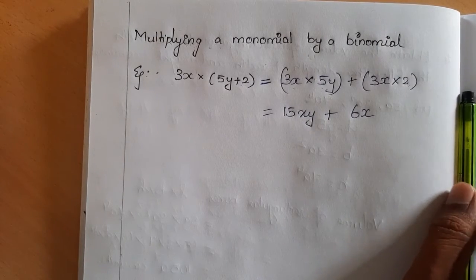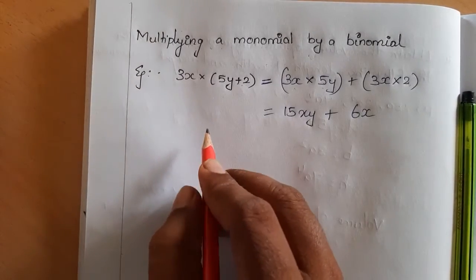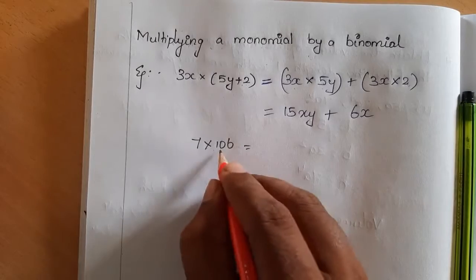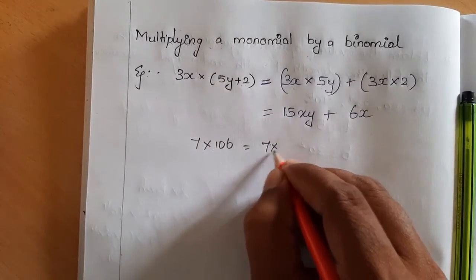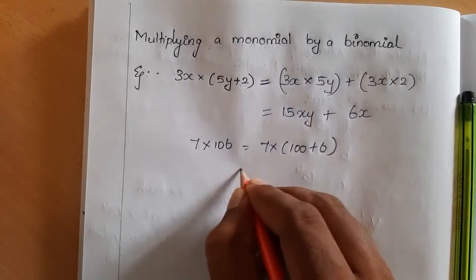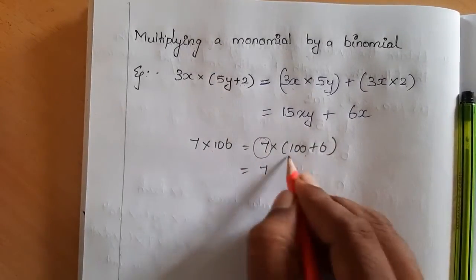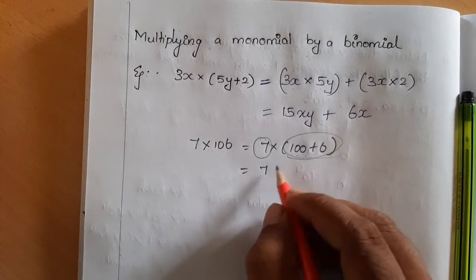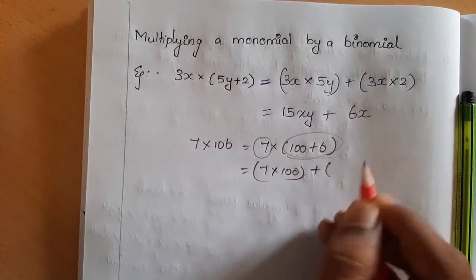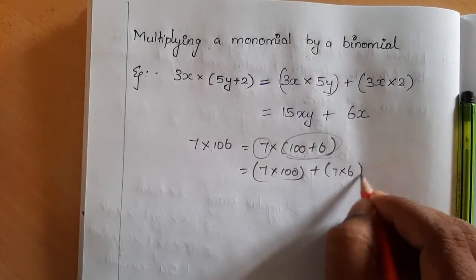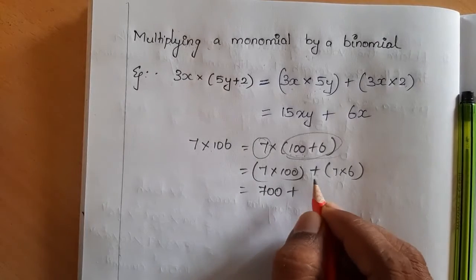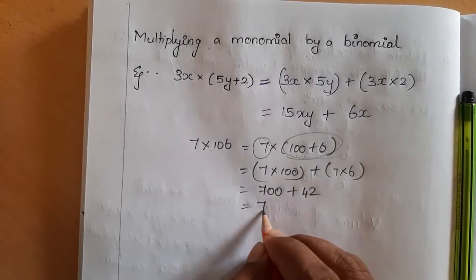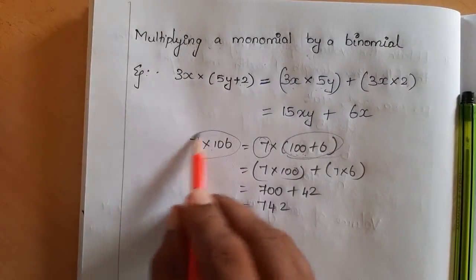And this will help to multiply any big number also, you can find it easily. Consider 7 into 106. So 106 we can write as a binomial like 7 into 100 plus 6, right? So 7 is like a monomial and 100 plus 6 is like a binomial, right? The same method. The 7 multiplies with every term. So 7 into 100 plus 7 into the second term, 7 into 6. 7 into 100 is 700, plus 7 6s are 42. So 700 plus 42 is 742. Even like this we can do these multiplications.